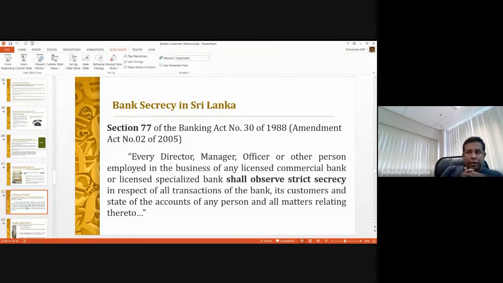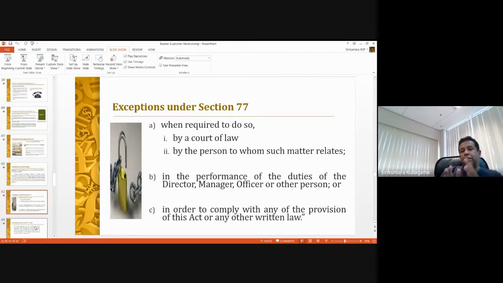You see that here the focus is not on customer information, but customer information is also protected. Basically, this covers all transactions of the bank and its customers. That is where it is relevant to our topic, bank customer relationship and state of accounts of any person. That again is connected to our topic. So, the bank is bound to protect secrecy in Sri Lanka in all these circumstances. In Sri Lanka, again, there are exceptions like these.